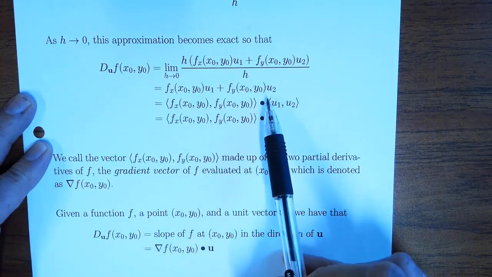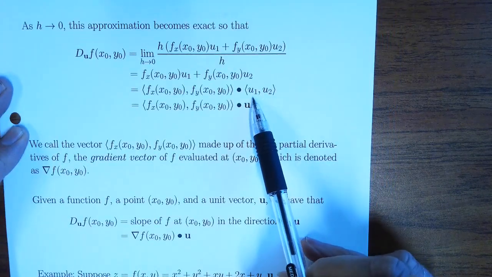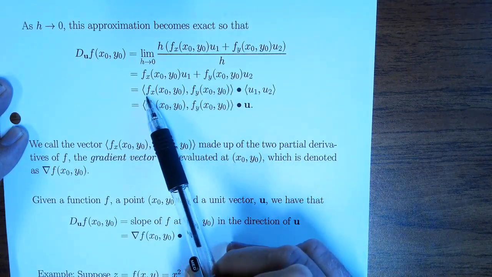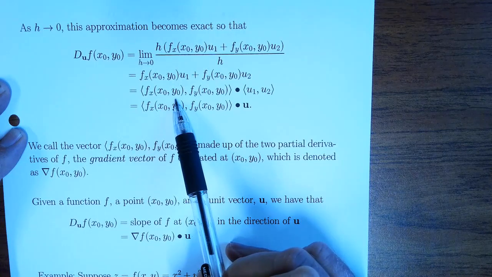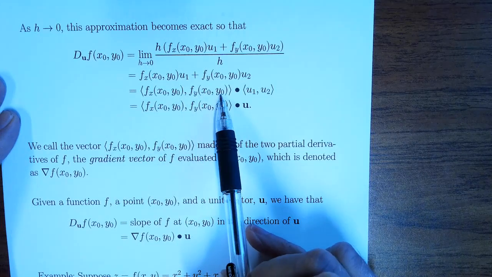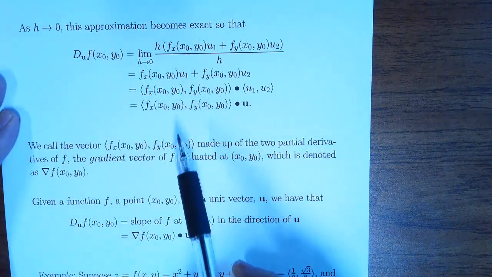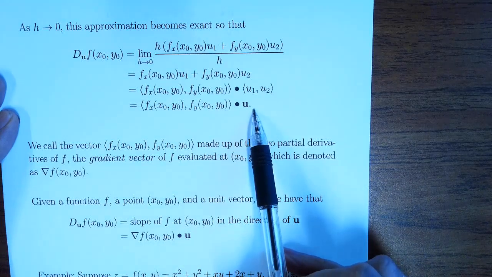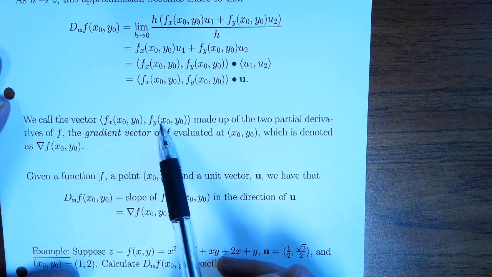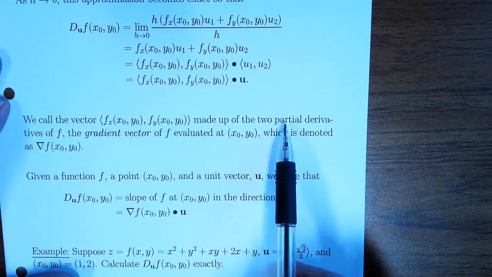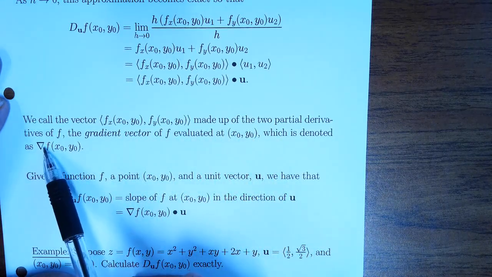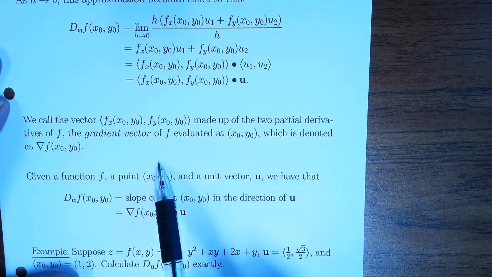Now this is a sum of two products. It is a dot product in disguise. The second vector in the dot product is our unit vector u. The first vector in the dot product is a vector made up of the partial of f with respect to x and the partial of f with respect to y, each evaluated at the point x naught, y naught. So the directional derivative in exact form is given by the dot product of two vectors. And we call the vector made up of the partial of f with respect to x and the partial of f with respect to y at x naught, y naught the gradient vector evaluated at this point, and we sometimes denote it with a little upside down triangle. This is sometimes known as the nabla symbol.